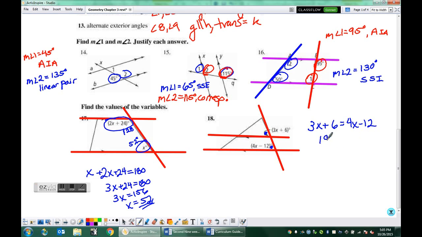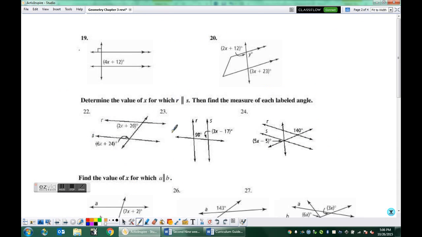So subtract 3x over to this side, add 12, so I get 18 is going to be x. And if I needed to plug in to check my work, 3 times 18 is 54, plus 6 is 60. 4 times 18 is 72, minus 12 is also 60 degrees. So if I needed the angles, that's all I would have to do. Here I was just looking for the variables. So x is 18 was my answer.